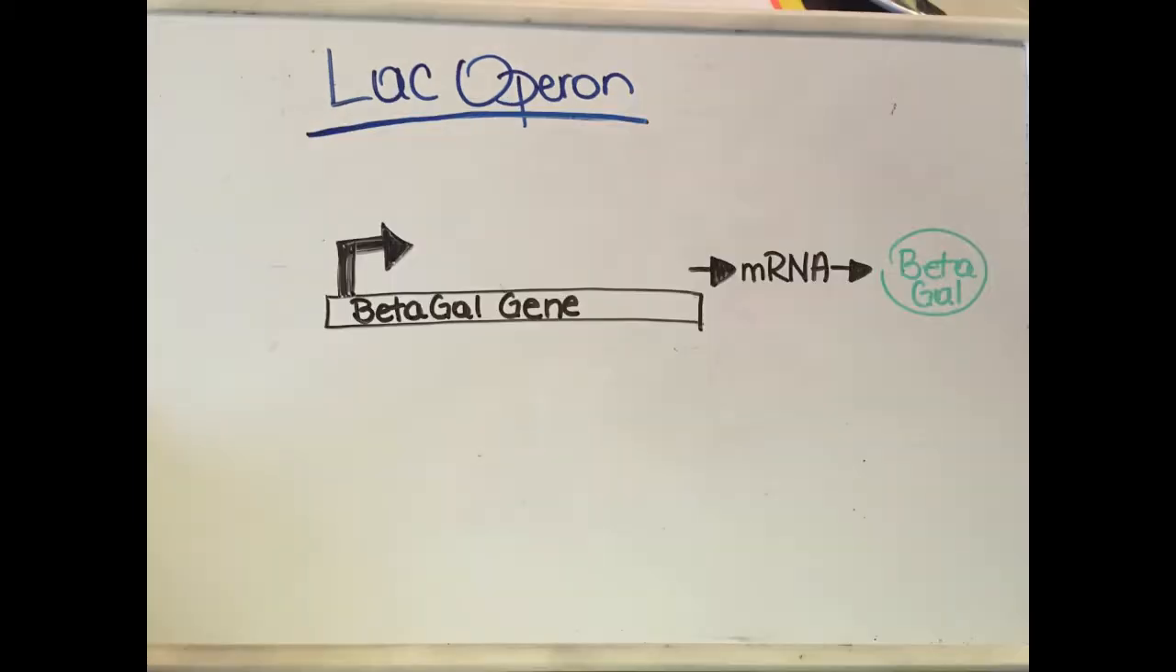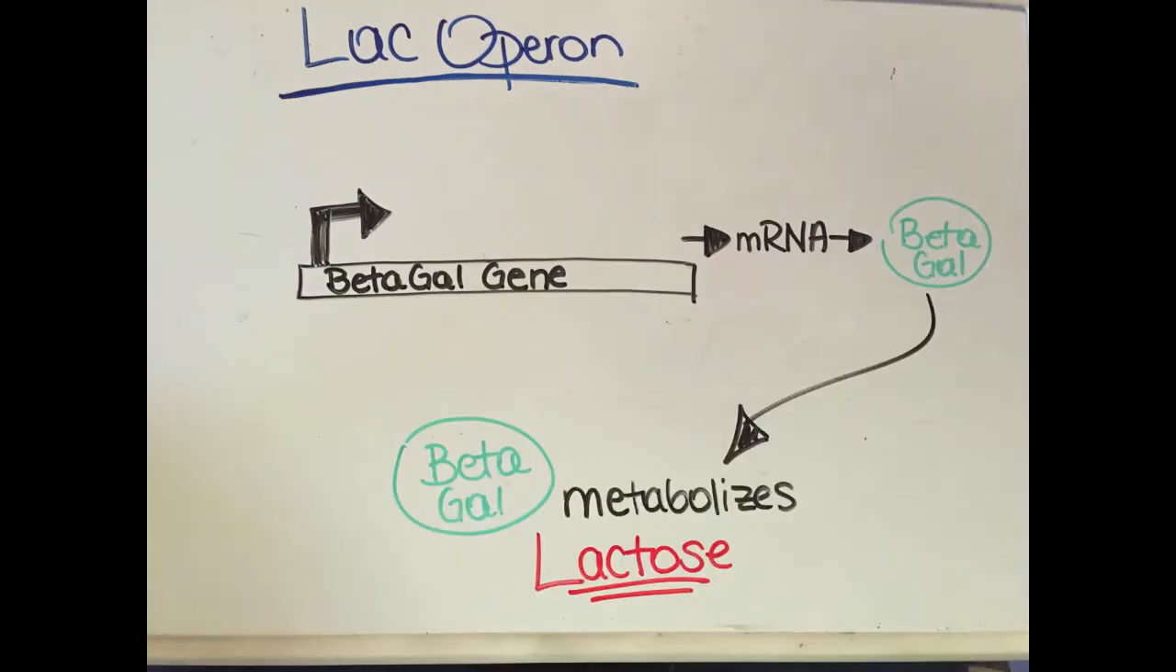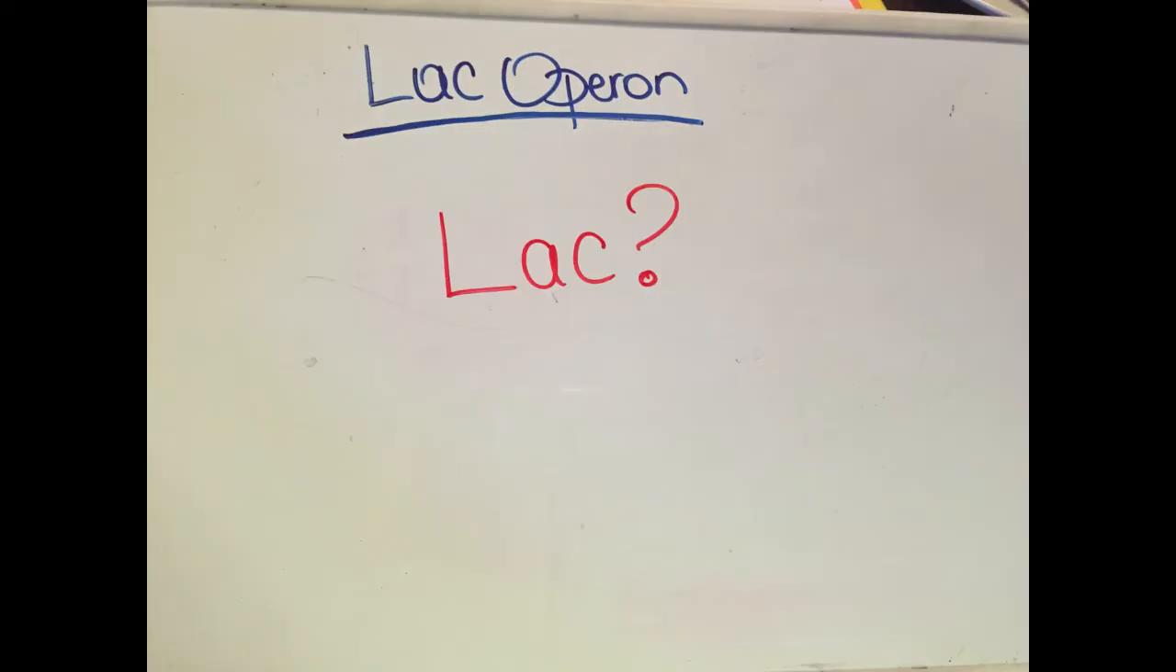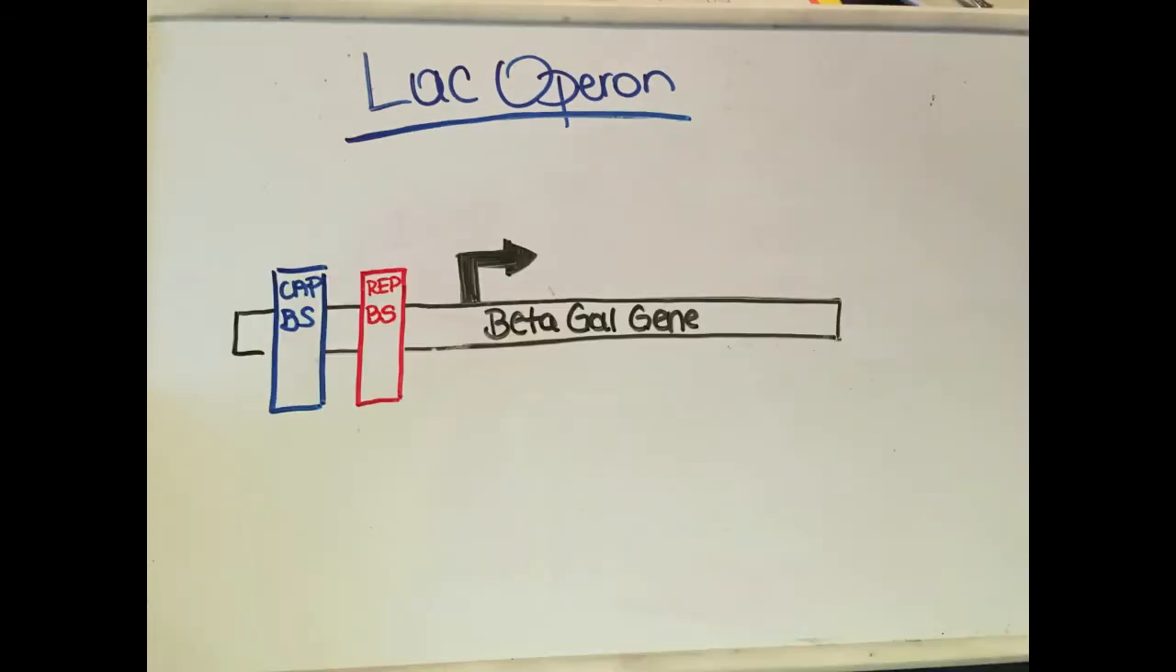Under the right conditions, the beta-gal gene can be turned on to produce the enzyme beta-gal. The function of beta-gal is to metabolize lactose into a simpler form. So we know that we need the presence of lactose to turn on the beta-gal gene, but what else is necessary? There are two other players or binding sites that are important to this process.